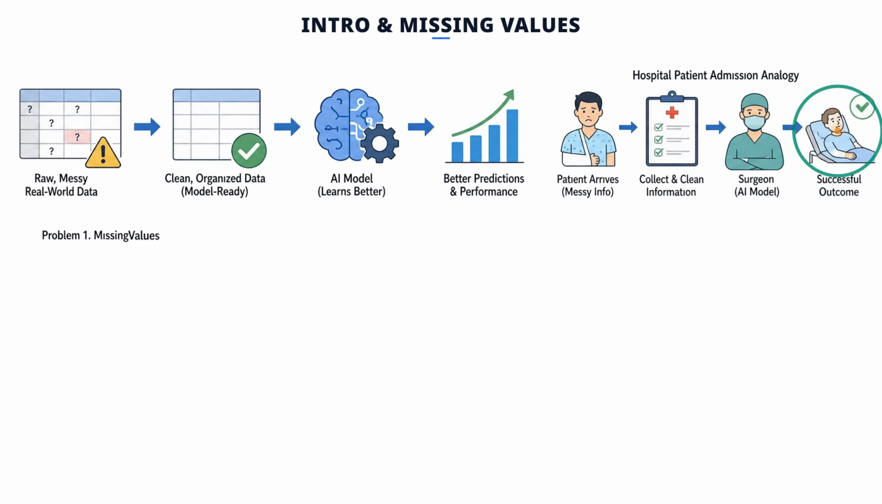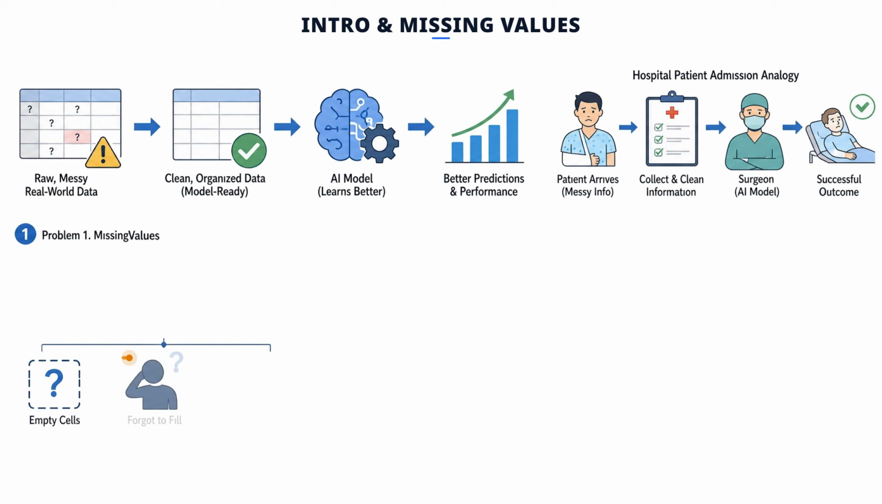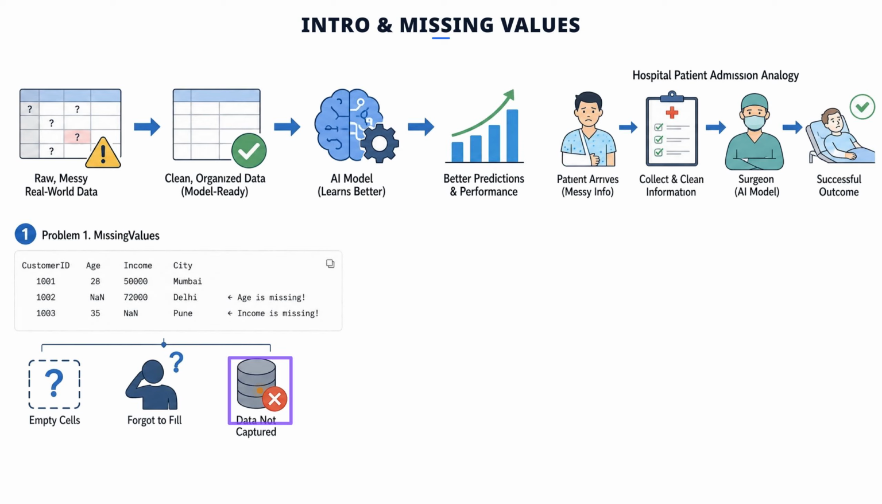The first major issue we face in raw data is missing values. This happens when we have empty cells because someone forgot to fill them in or the data simply wasn't captured. Looking at our customer data table here, notice that for customer 1002, their age is missing, marked as NaN, or not a number. And for customer 1003, their income is also NaN.